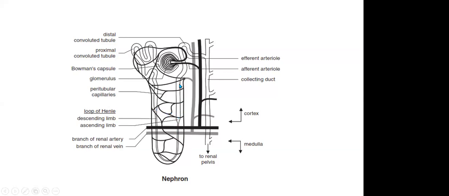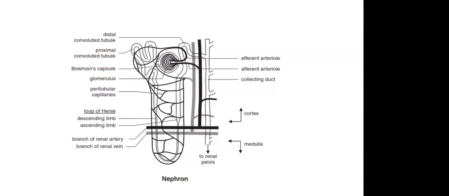So all the way up here until we reach the distal convoluted tubule. It's called distal because it is very far away from the Bowman's capsule. So even here we have other reabsorptions taking place.